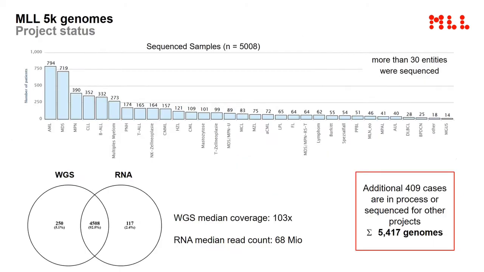We tested this for more than 5,000 cases in our 5,000 genome project, as you can see here, with a lot of different entities of leukemias and lymphomas, nearly 800 AML, more than 700 MDS, and many other entities. And the beauty of this data set is not only that we cover 103x for the genome in median, but we also have transcriptomic data, in addition to DNA-based data, for 93% of patients. So this data set is now very rich for any kind of research, as well as for our support of any future routine diagnostic applications.